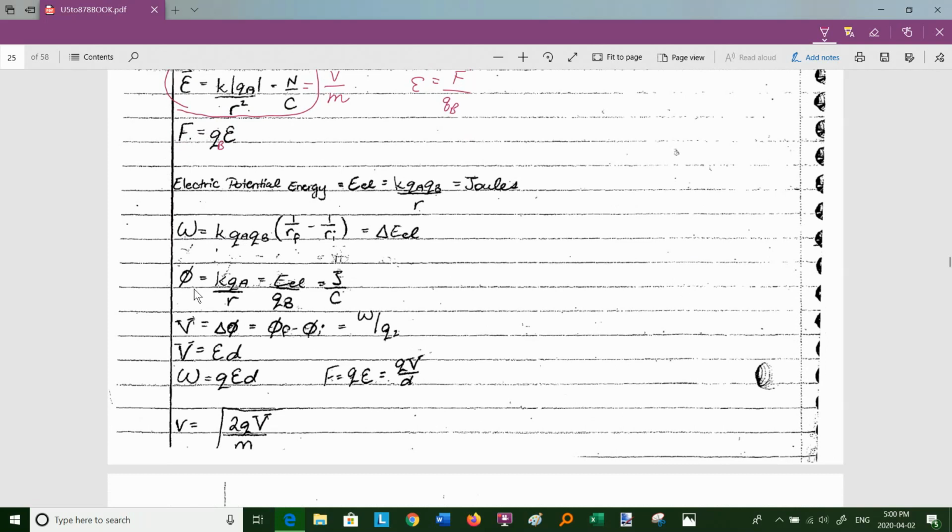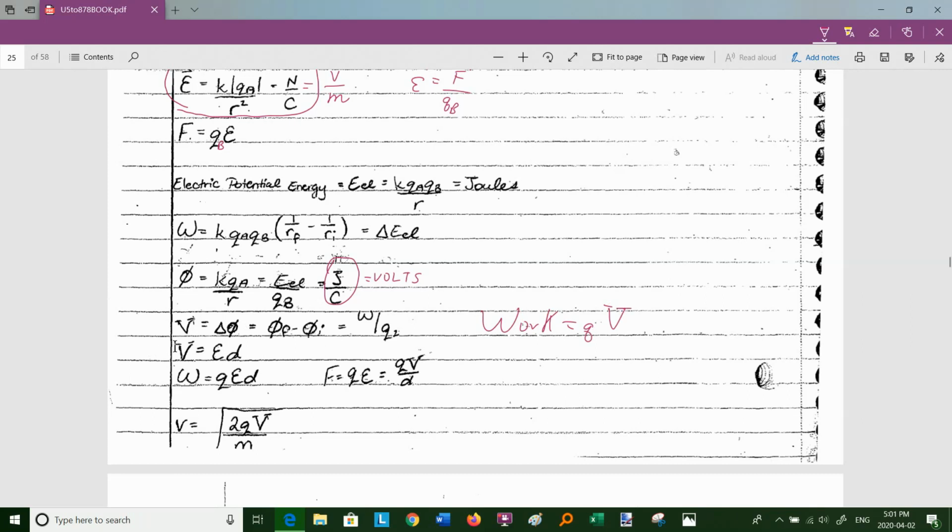And the electric potential is KQA over R due to A, and of course we could look at compound potentials if we wanted, which is also the electric potential energy over QB. And the units of potential are joules per coulomb, which are also known as volts. We looked at voltage, which is the change in potential, so it's the final potential minus the initial, and it also equals work over Q2 or QB. So in general, work equals Q times the voltage. I know W's get confused because sometimes they're work, sometimes they stand for watts.